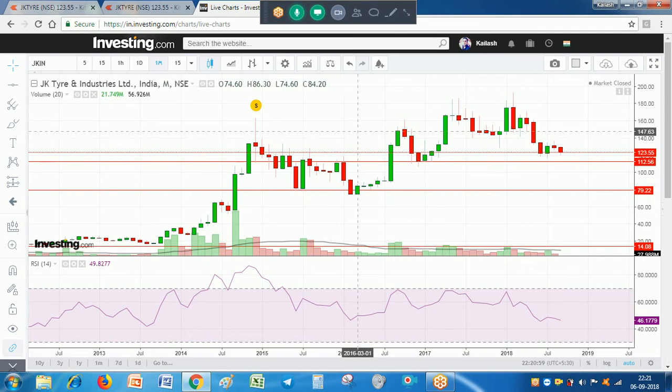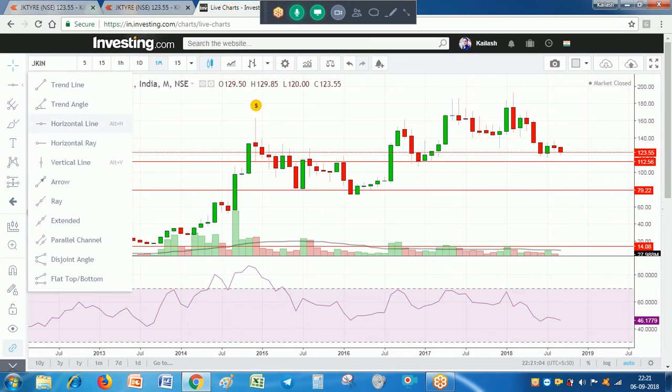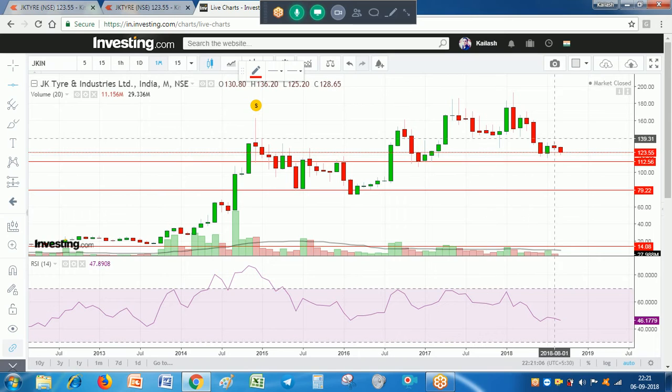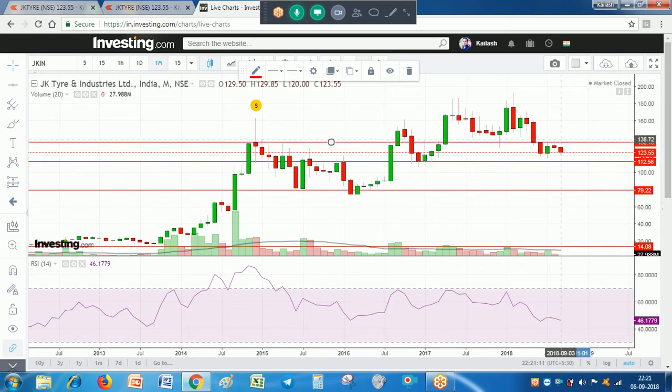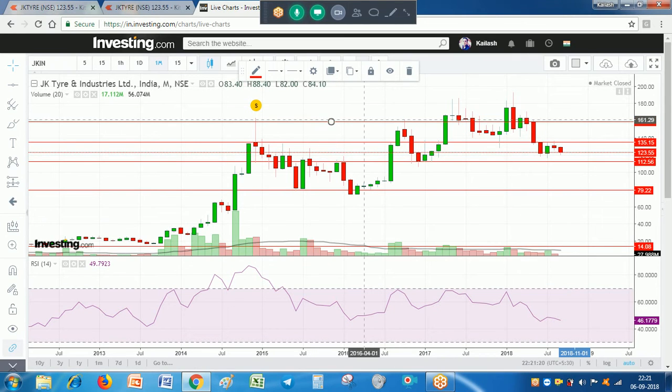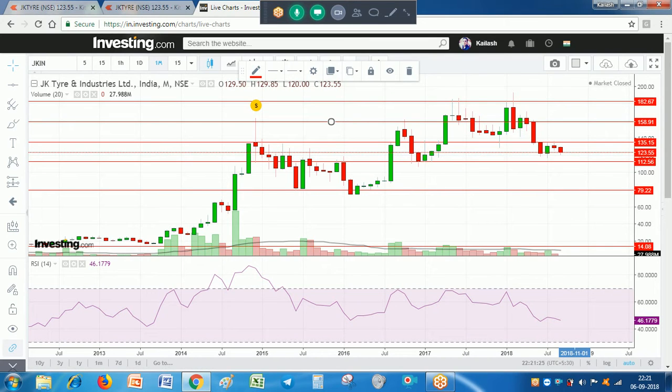So let me mark some resistance levels. I have just marked support levels. I have marked the immediate support level. The immediate resistance is 135. After this 135 there is another resistance, 158 somewhere, and after that the next resistance would be somewhere around 182. If we move above this level, friends, it can go up to the 206 level or so.